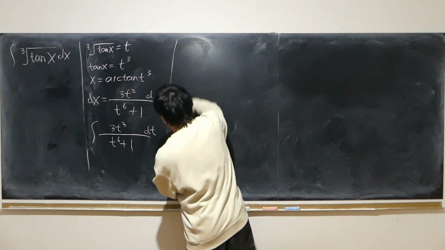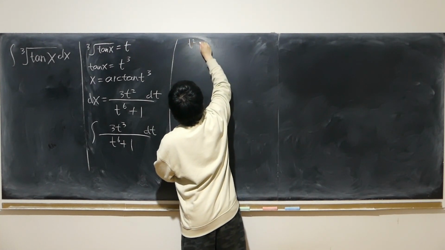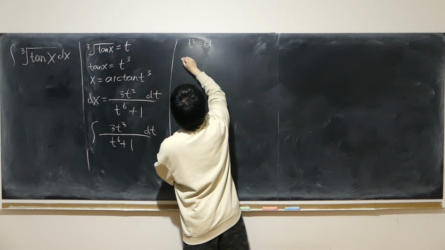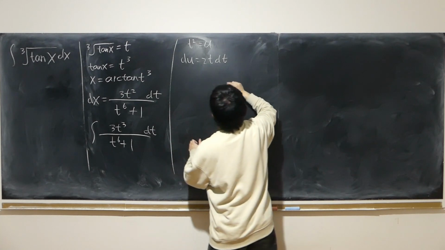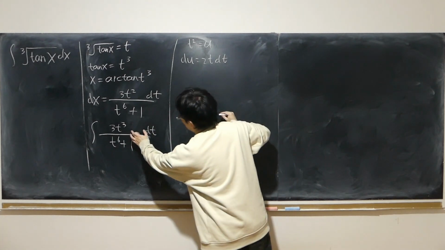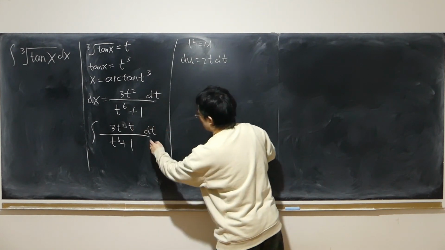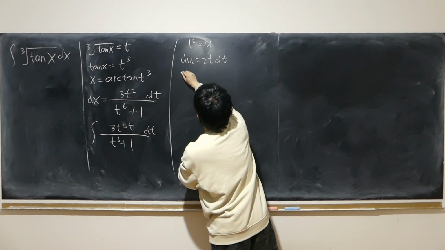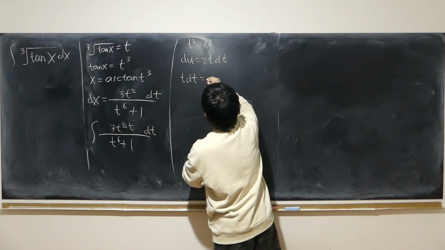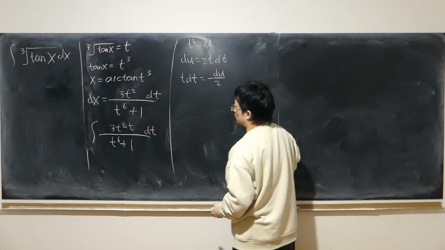Can we further simplify that? If we let t squared equal u, we immediately have du equal to 2t dt. If I rewrite t cubed as t squared times t, I have t times dt, which is equal to half of du.